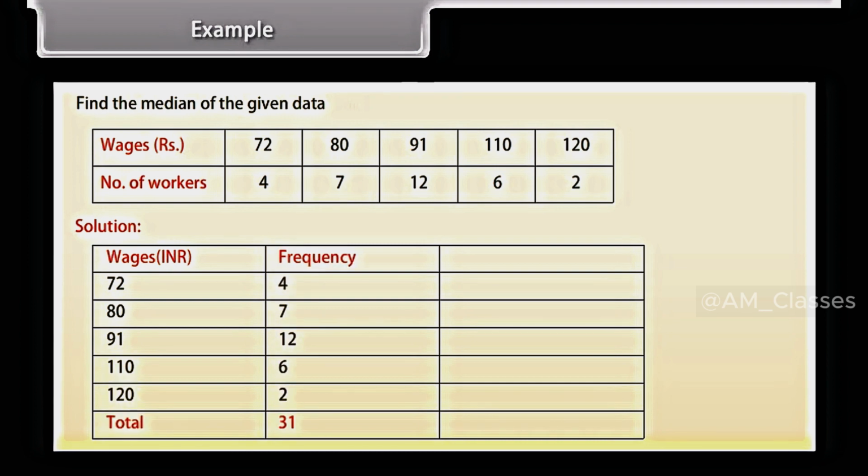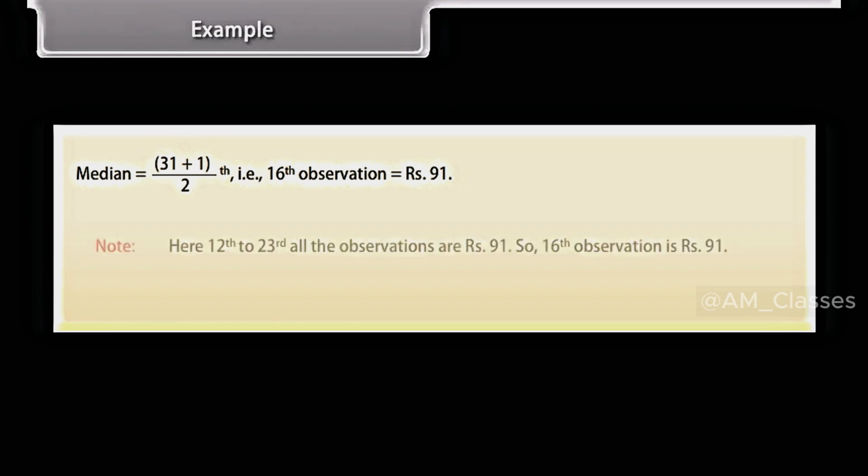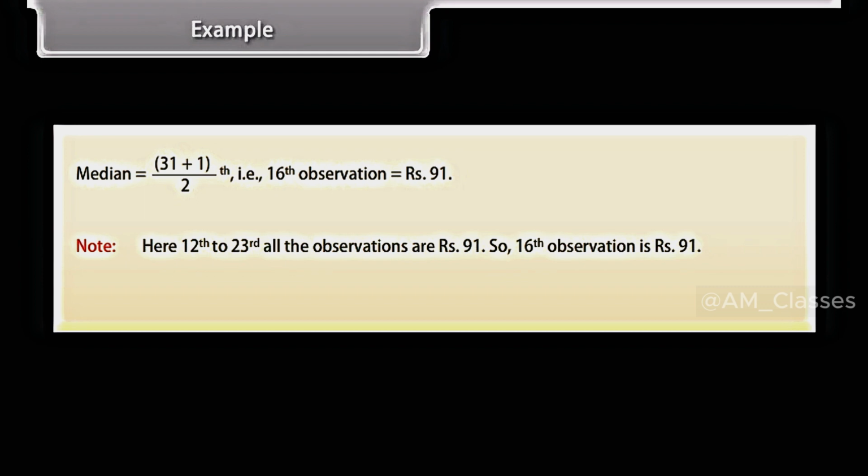In the third column, we have found the cumulative frequency for each wage by adding the previous frequency to the current frequency. After that, we have found the median, which is (31 plus 1) by 2th, that is 16th observation, which equals rupees 91. Here 12th to 23rd, all the observations are rupees 91. So, the 16th observation is rupees 91.